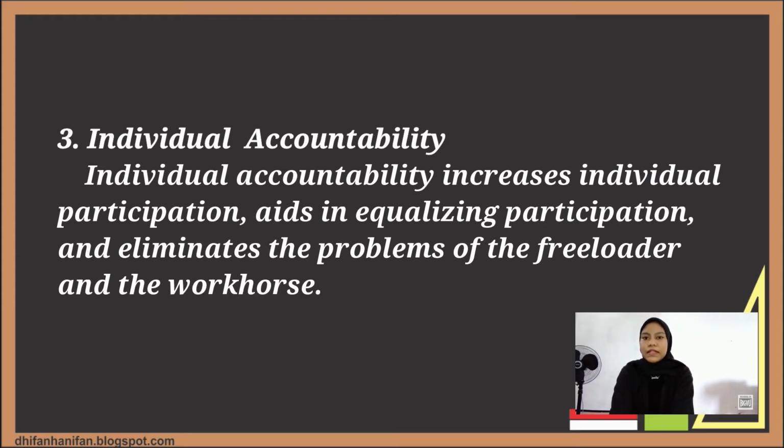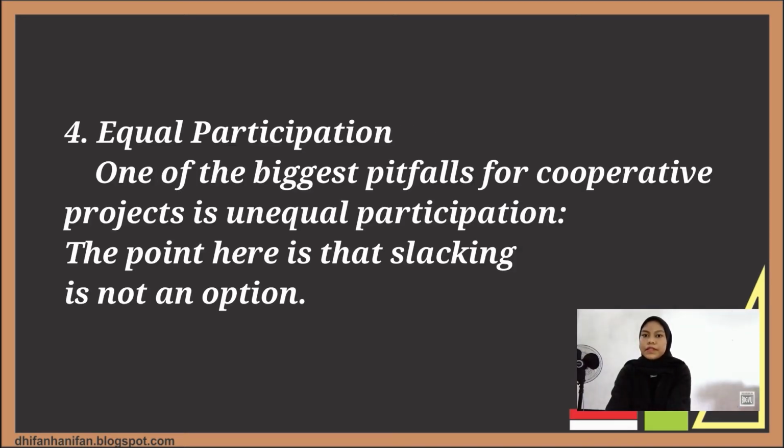Individual accountability. Individual accountability increases individual participation and eliminates the problem of the freeloader and the workhorse. There are suggestions to structure individual accountability in a cooperative project. Equal participation. One of the biggest pitfalls of cooperative projects is unequal participation. The point here is that slacking is not an option. There are some basic ways to ensure that students will participate about equally or equitably.